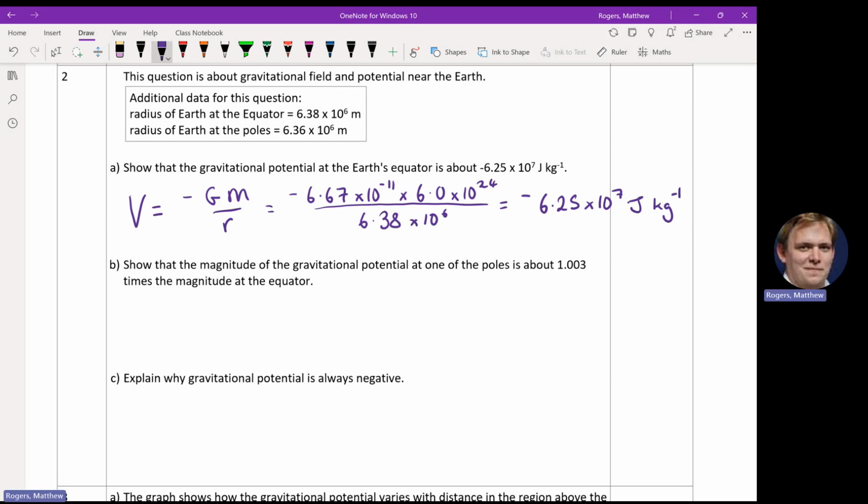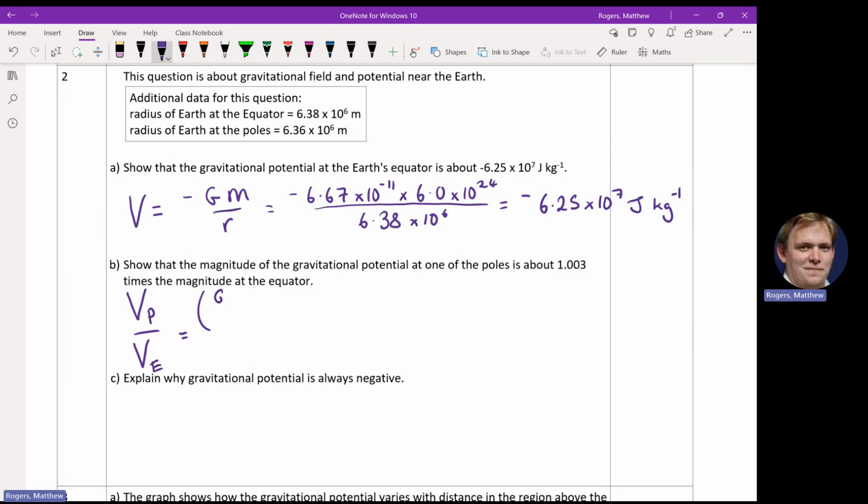B, show the magnitude of the gravitational potential at one of the poles is about 1.003 times the magnitude at the equator. So there's various different ways to do this. One would be to work out a new value and then divide the two. But what might be quicker is if we say the magnitude of the gravitational potential at the poles over the equator.